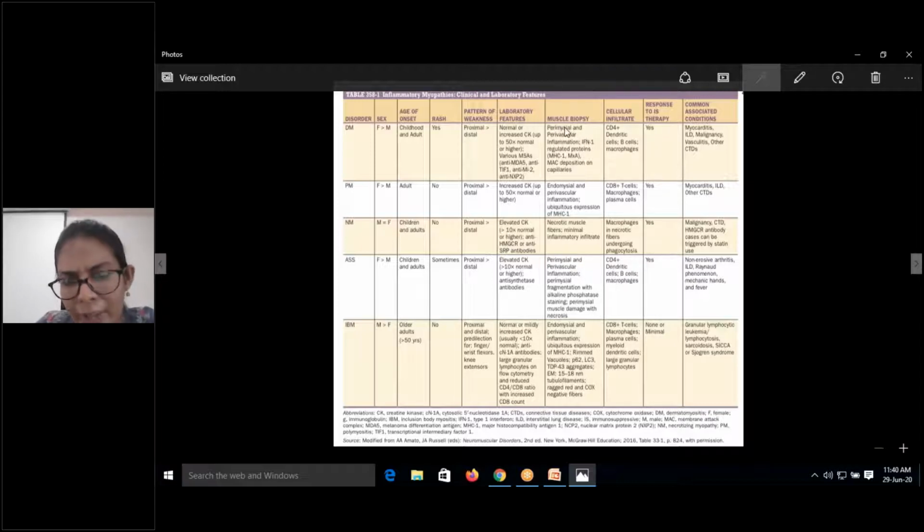Also in biopsy, there is the perimysium. I told you where the perimysium is: epimysium, perimysium, and endomysium. As you remember the picture, you can understand where the deposition is in dermatomyositis. Whereas in polymyositis, it is endomysial and perivascular inflammation. So the endomysium is almost inside.